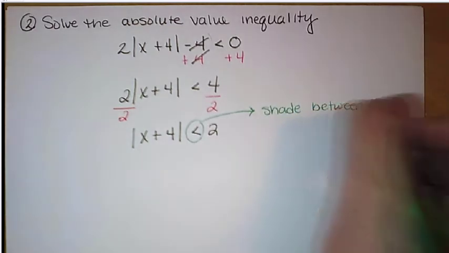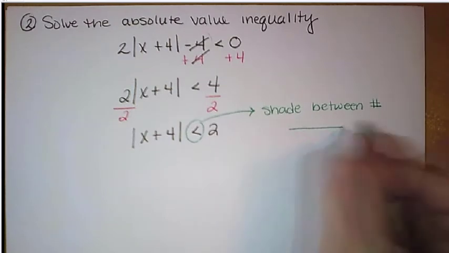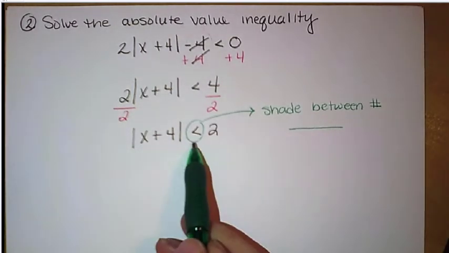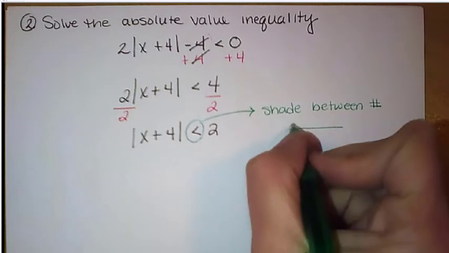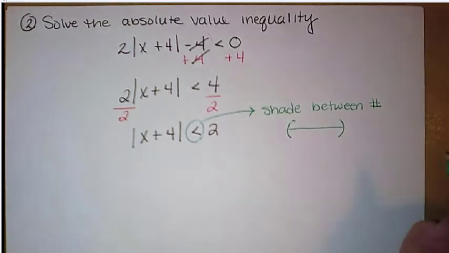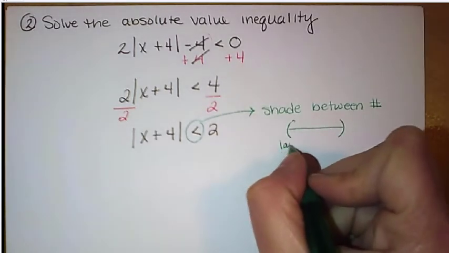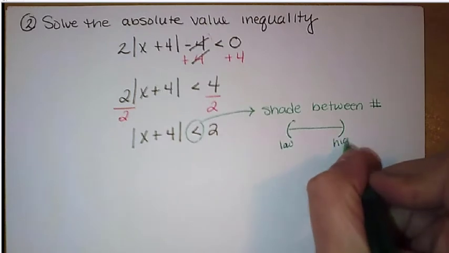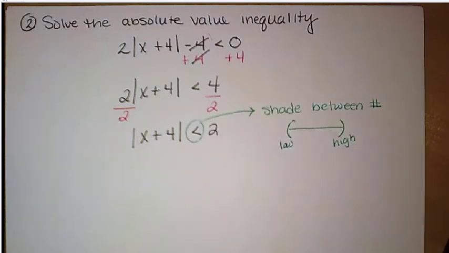Our graph is where we shaded here in the middle. Now, because this particular problem says less than, that means on either side we're going to have open parentheses. This is going to be my low value. This is going to be my high value. Again, if you stop and do this right after you've isolated that absolute value, it makes it so much easier to do the graphing and the shading and the interval notation and the algebraic notation. It just helps so much.